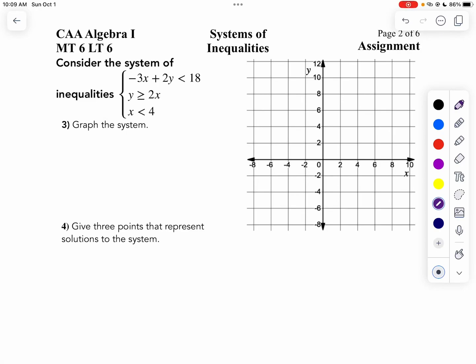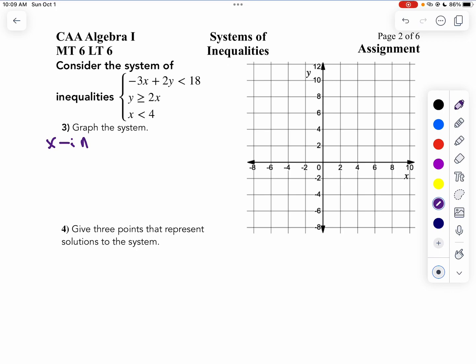On page 2 of our assignment, we want to graph this system. The first one is in standard form, so I think we'll use our intercepts. Let's find the x-intercept of that line. My x-intercept is going to be at negative 3x equals 18, so x is going to equal negative 6. I'm going to go over to the negative 6 on my x-axis, and I will place my point.